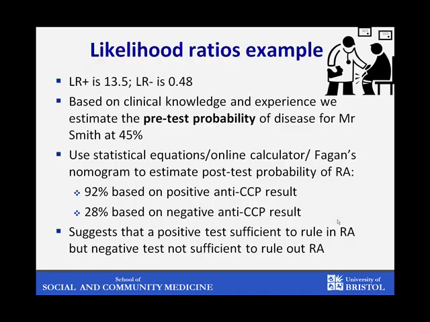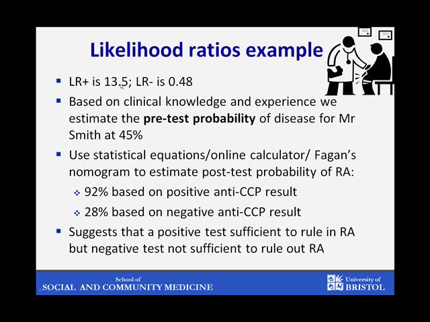Okay, so what do we do with these numbers, or how can they help us interpret the risk of the patient in front of us rather than the average patient? So let's say in the scenario we presented of Mr. Smith that clinically, based on the history and your experience, you actually think that the risk of Mr. Smith having rheumatoid arthritis is not 33%, but actually slightly higher at 45%.